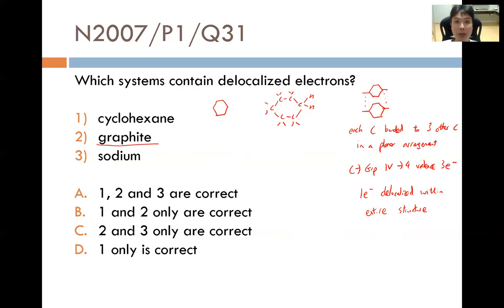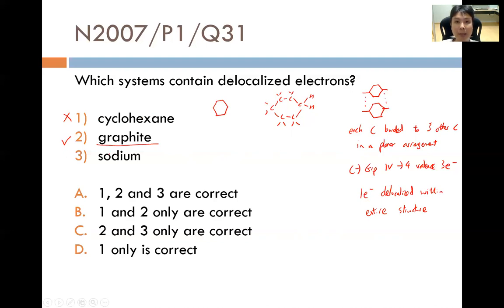Most covalent compounds do not conduct electricity because there are no mobile charge carriers. There are no charged particles, such as delocalized electrons or cations and anions, that are free to move within the structure. So graphite is a covalent compound, an exception that conducts electricity, and hence graphite indeed contains delocalized electrons, like I've explained here.